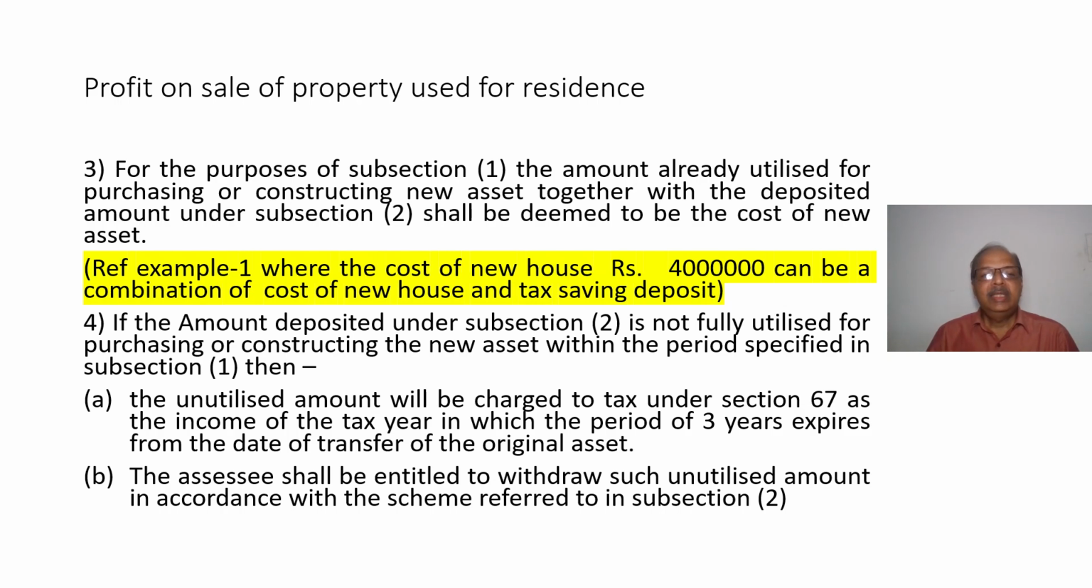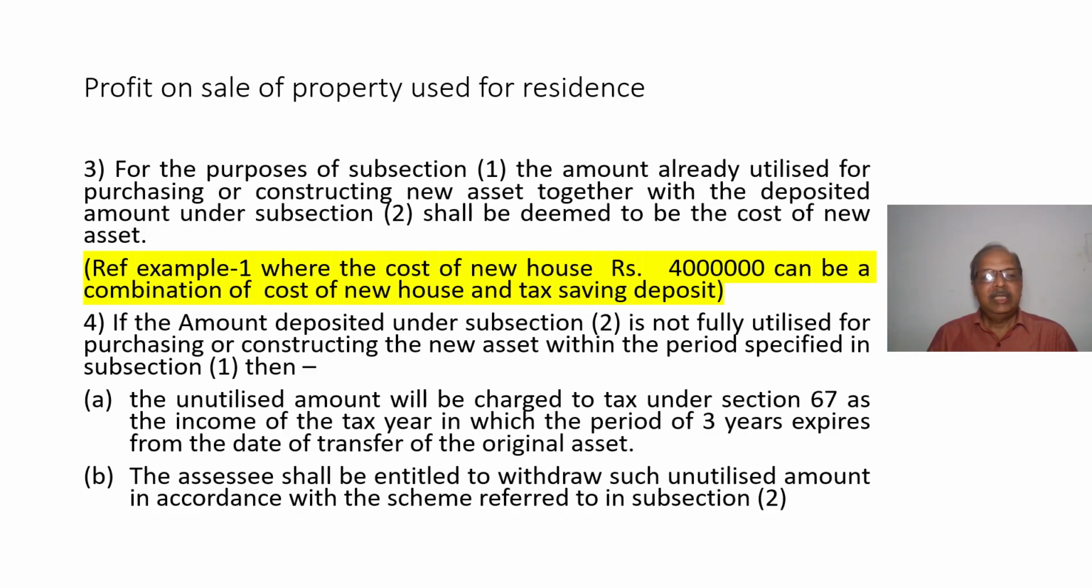Referring to example 1, where the cost of the new house was rupees 40 lakhs, it can be a combination of the cost of the new house and the tax saving deposit. Both the amounts together are eligible for the exemption.